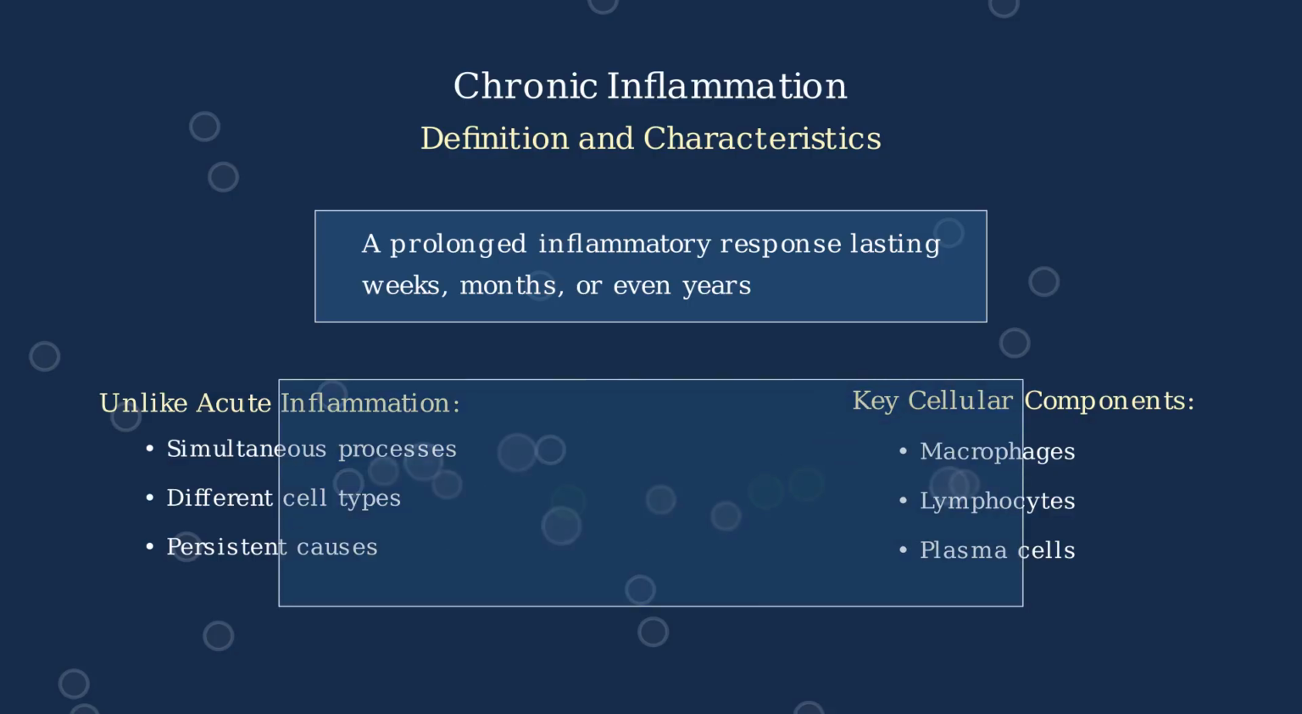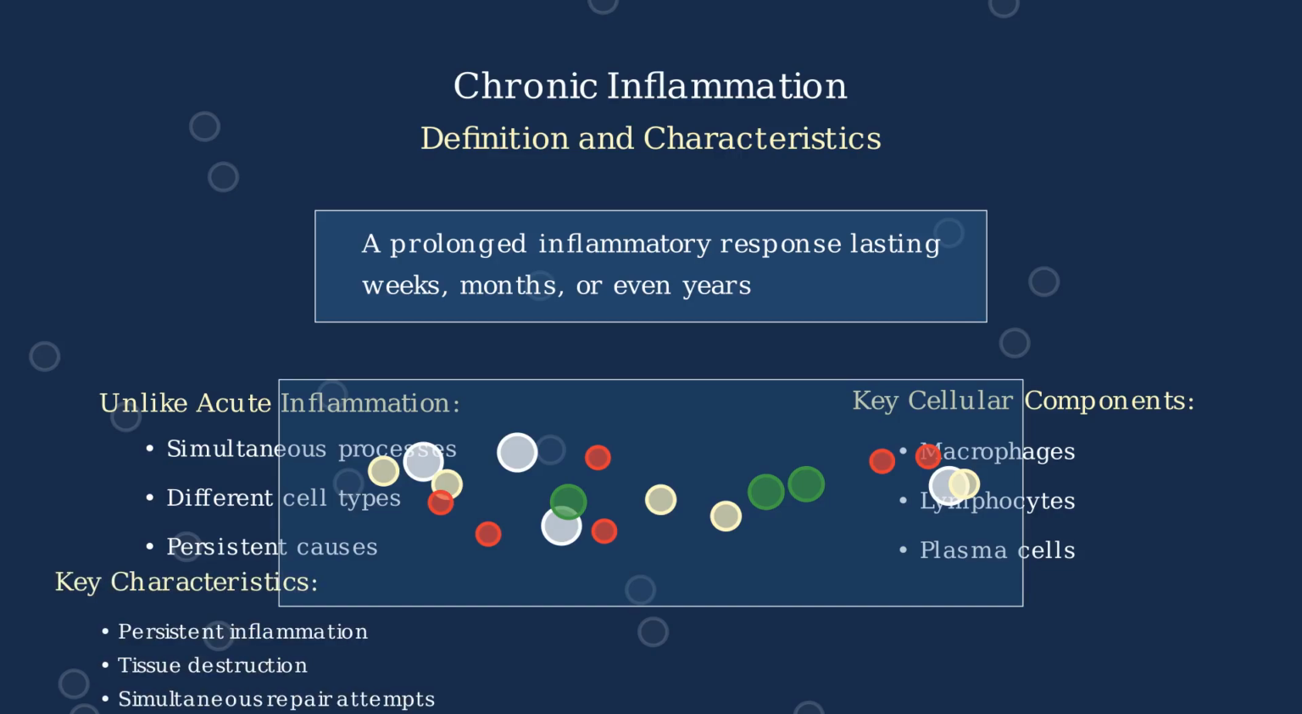In the affected tissue, we see a complex interplay of various immune cells and ongoing inflammatory processes. The key characteristics of chronic inflammation include persistent inflammatory processes, ongoing tissue destruction, and simultaneous attempts at tissue repair. This visual representation shows the various cell types involved in chronic inflammation and their interactions within the affected tissue. Chronic inflammation can occur when the body cannot eliminate the initial cause of inflammation, or due to persistent irritants that continuously activate the inflammatory response.